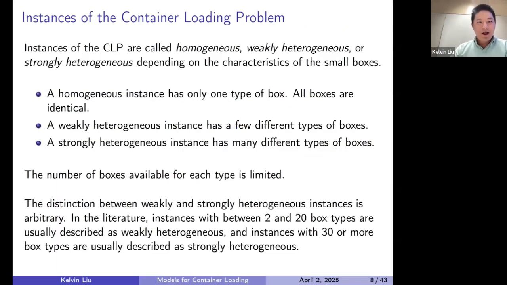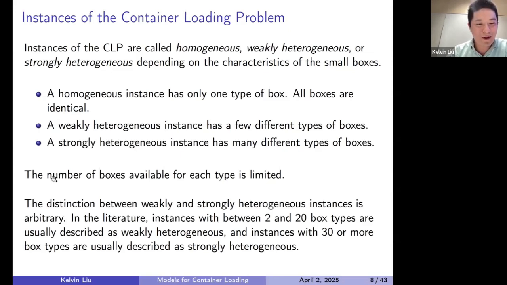So yes, a little bit more housekeeping before I get started with talking about constraint programming models. I'll just mention that instances of the container loading problem are characterized into three different categories. They are called homogeneous if all the small boxes are identical. We'll call them weakly heterogeneous if there are only a few different types of boxes. And then strongly heterogeneous instances have very different boxes, so a lot of different types of boxes.